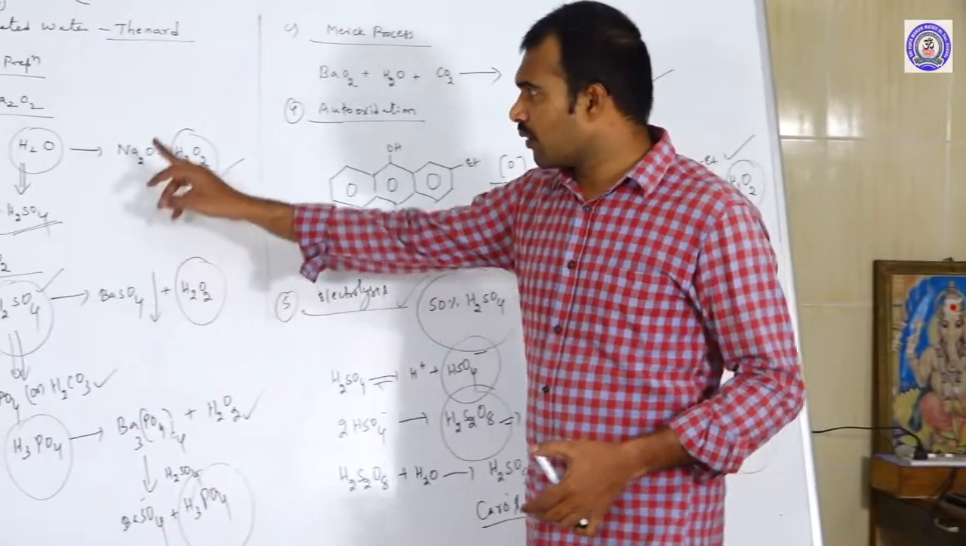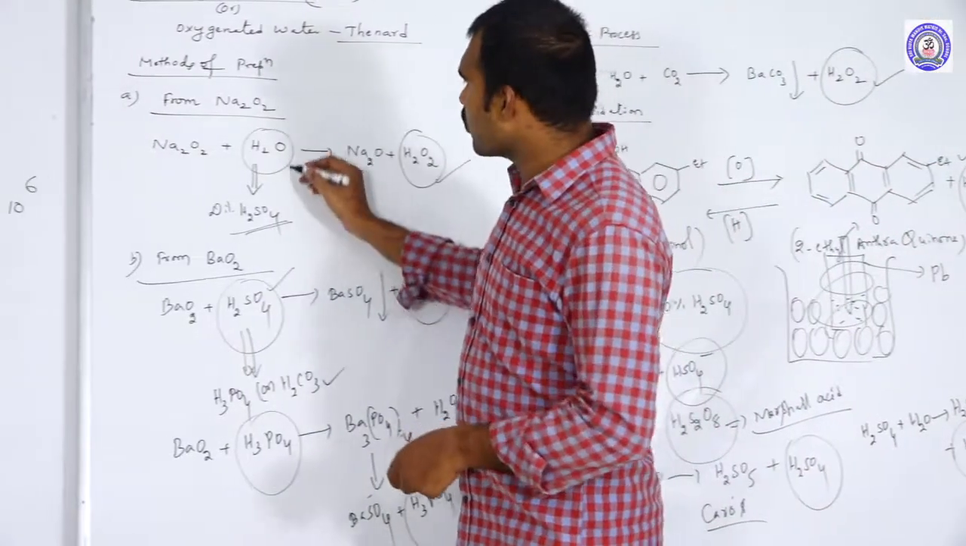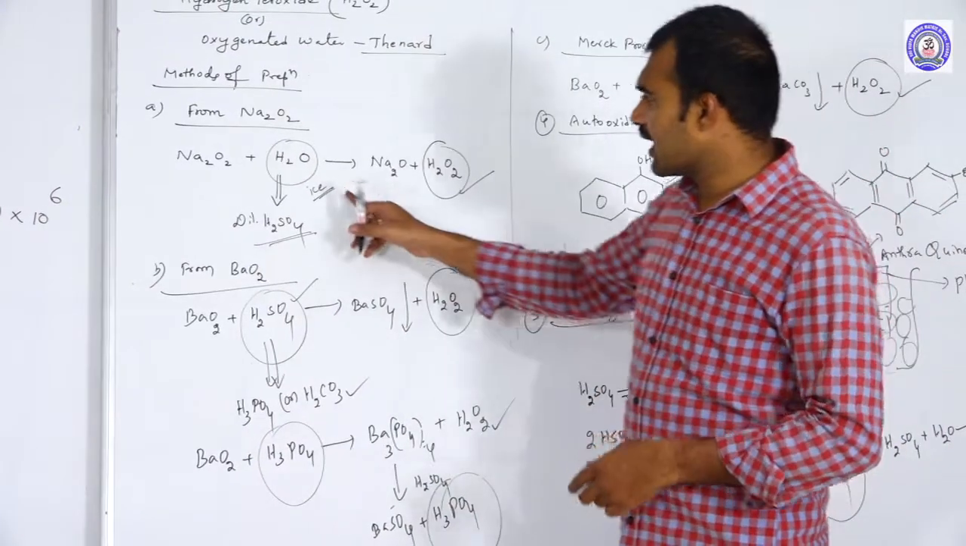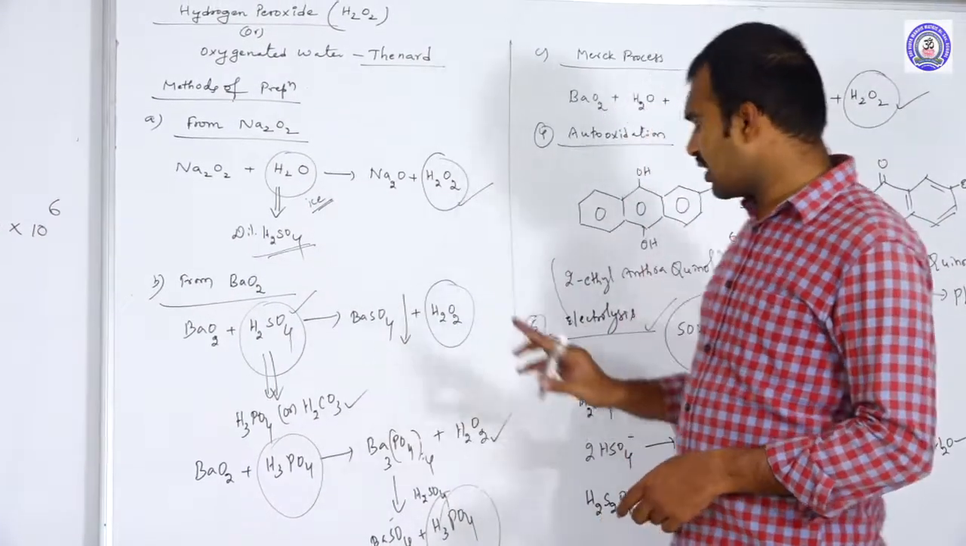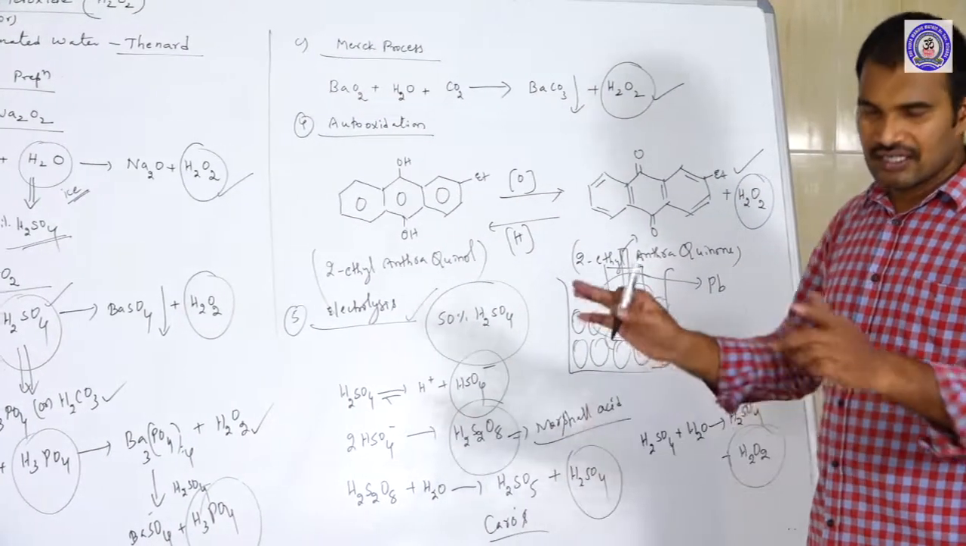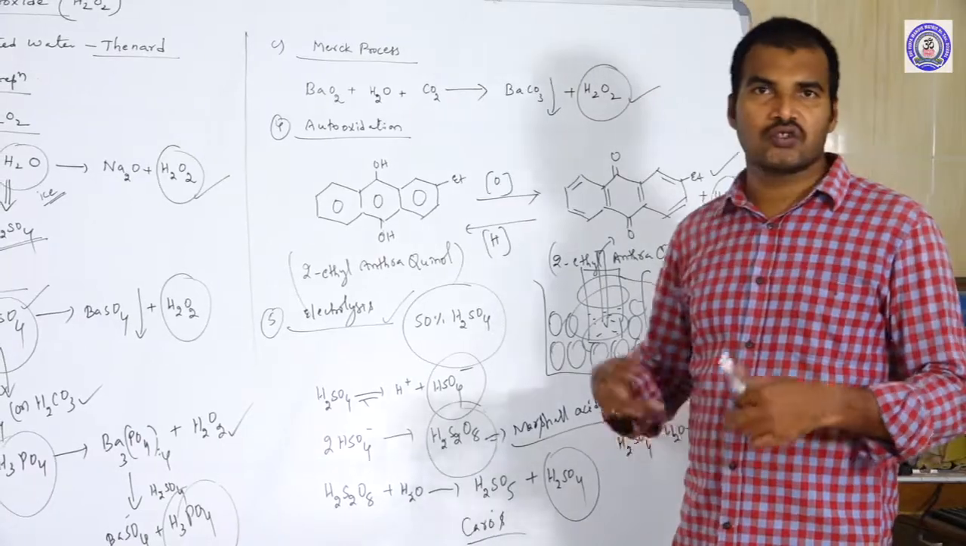Whereas from barium, here with ice cold water, we also get 30% only. Here 30%, here 1%, and here 30%. So like this we get different percentages of H2O2.